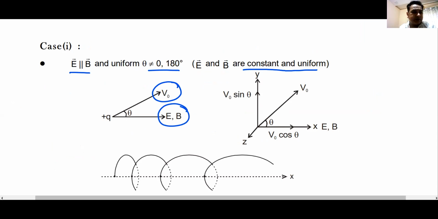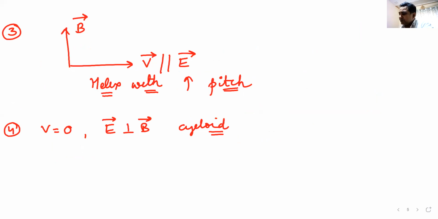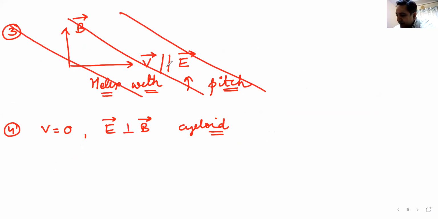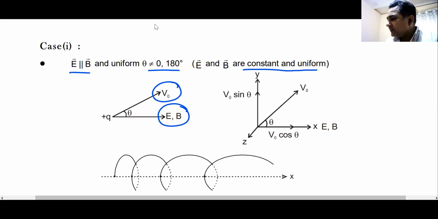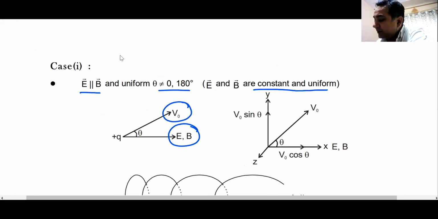Here. Do you see this case? Case number 3. I probably made a mistake here. The velocity should be like this and the electric field should be like this. So I made a mistake in case number 3. That was the time I was looking for that book and my mind got distracted. So when will you have this helix with increasing pitch?